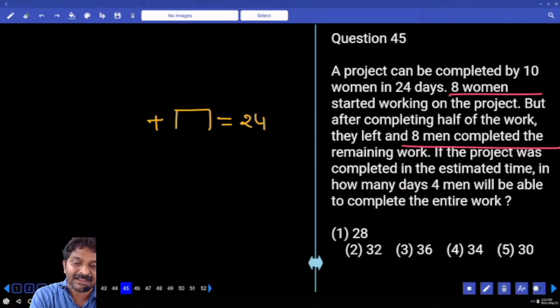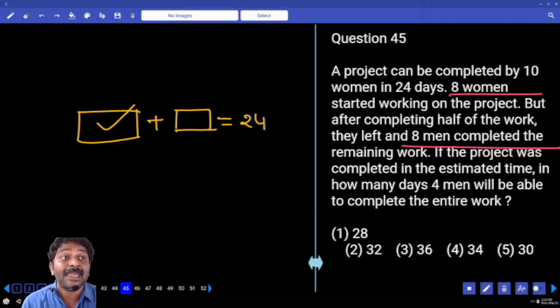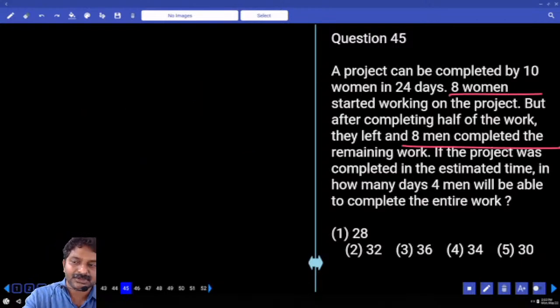How many days are taken by men? You don't know. And here I want to write time taken by 8 women to complete the work. If you take the time taken by men, then the total is equal to 24 days only. Right. What is the total work?